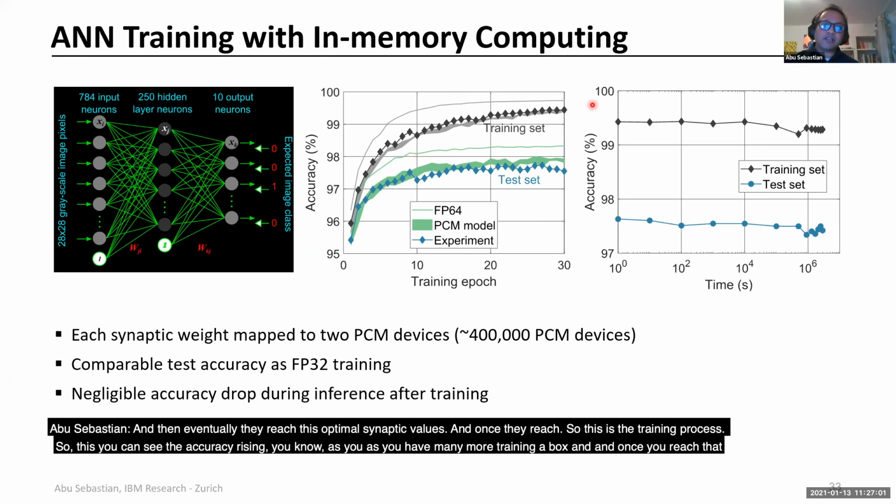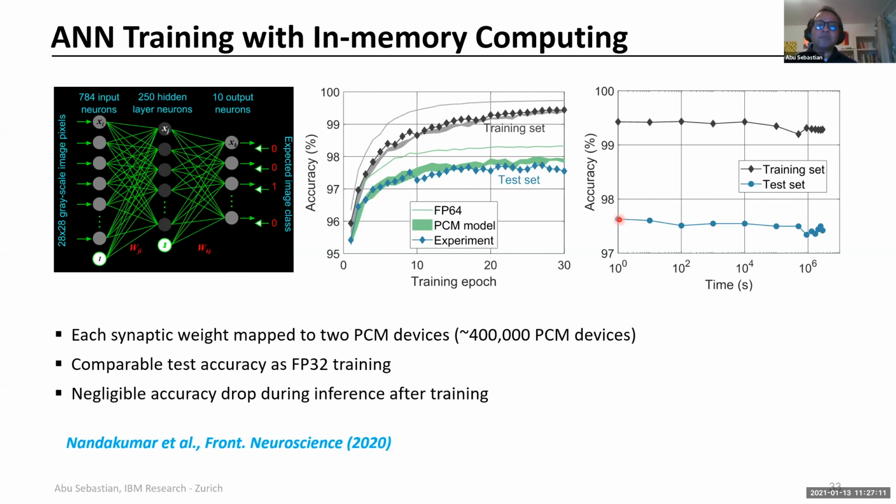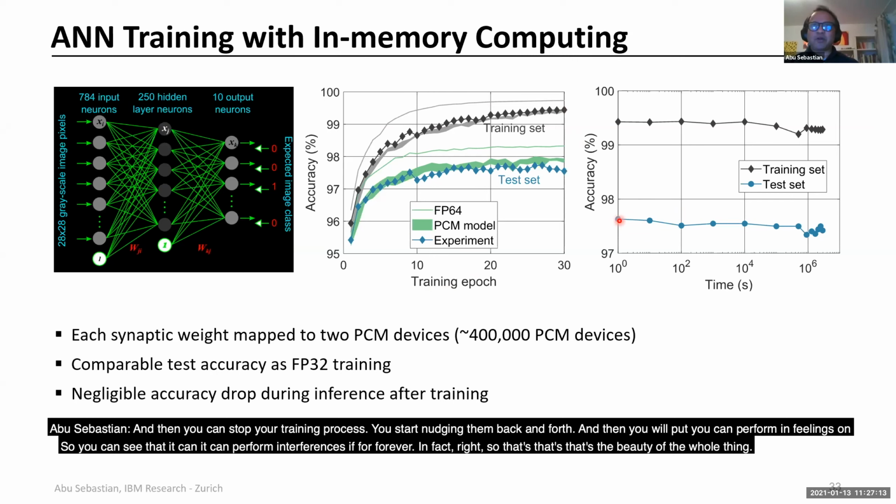And once they reach that, so this is a training process. You can see the accuracy rising as you have many more training epochs. Once you reach that classification accuracy, in this case a test accuracy, you can stop your training process. You stop nudging them back and forth, and then you can perform inference on that. So you can say that it can perform inference forever, in fact. That's the beauty of the whole thing.